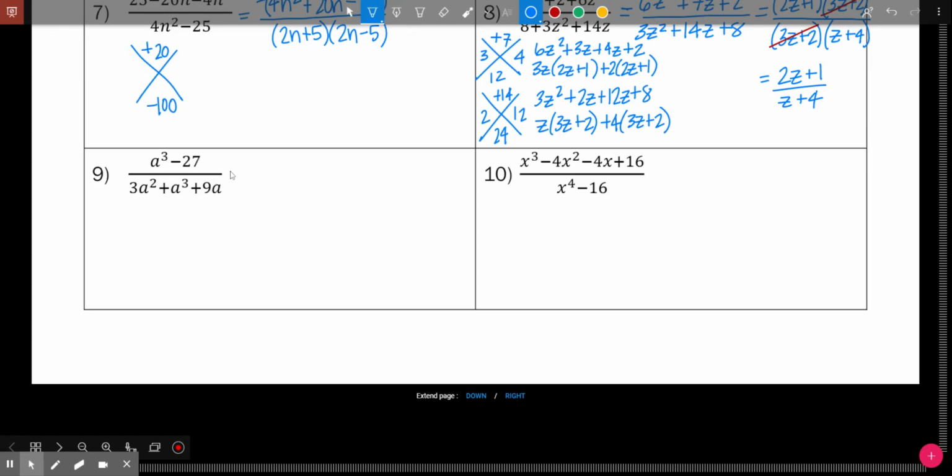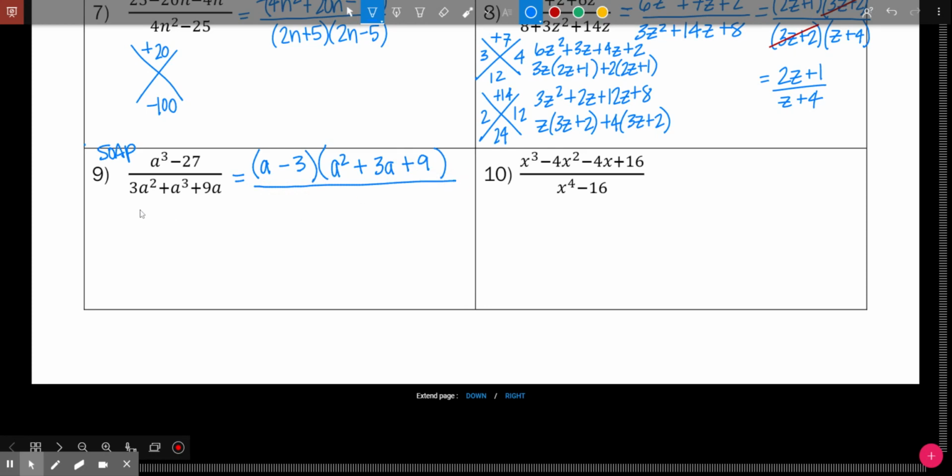In number 9, we have a difference of perfect cubes on the top. So when we factor a difference of perfect cubes, we take the cube root of the first term, the cube root of the second term, times the cube root squared of the first term, the product of each of the cube roots, and the cube root squared of the second term. And then this is SOAP. So it's the same sign, the opposite sign, and always positive.